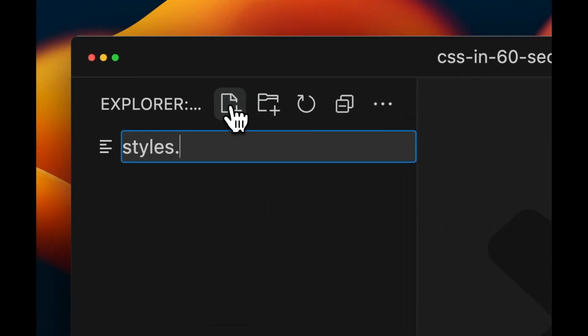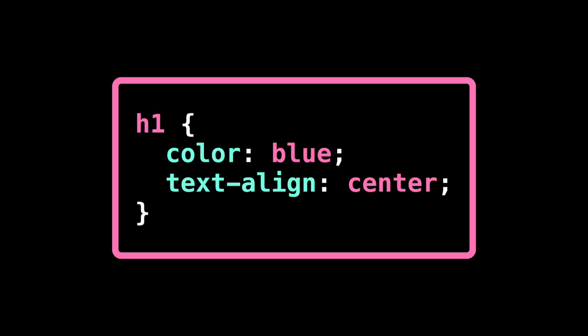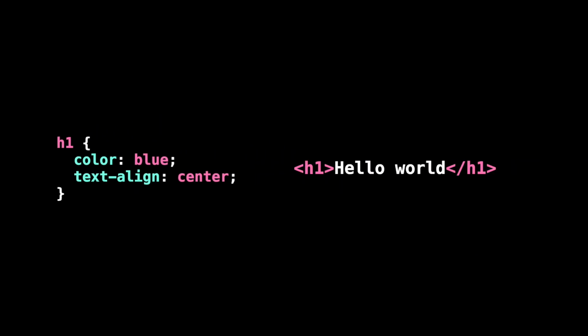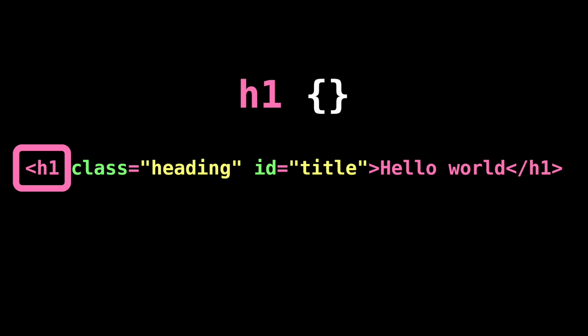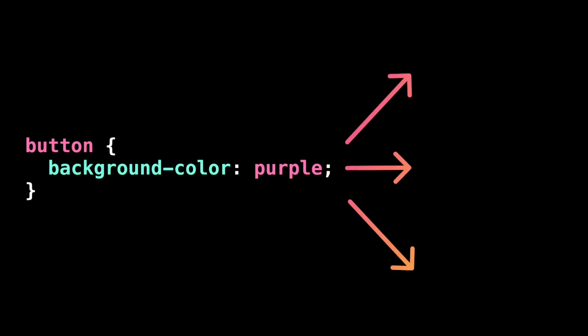To create a CSS file, just create a file with the extension .css. And to link that file in your HTML, you'll need to include it in a link tag. Inside that file, you'll write rule sets, which are a combination of selectors and declarations. Each selector is used to target one or more elements in HTML, and can select elements by type, by class, or by ID. And each declaration is used to change the style of all the matching elements.